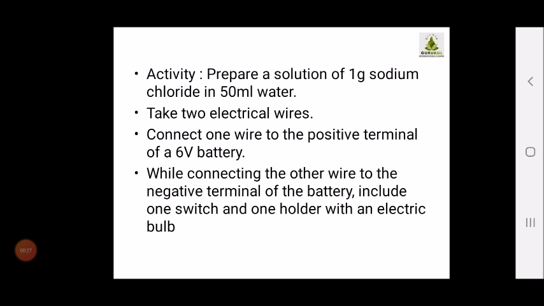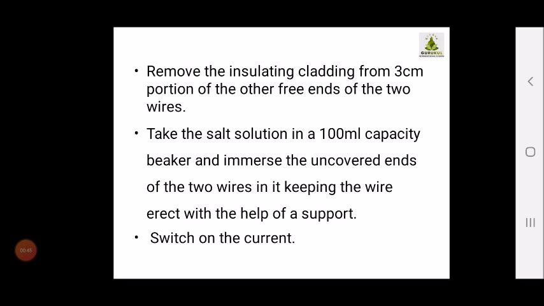Prepare a solution of 1 gram sodium chloride in 50 ml of water. Take 2 electrical wires. Connect one wire to the positive terminal of a 6-volt battery while connecting the other wire to the negative terminal of the battery. Include one switch and one holder with an electric bulb. Remove the insulating cladding from a 3 cm portion of the other free ends of the 2 wires.